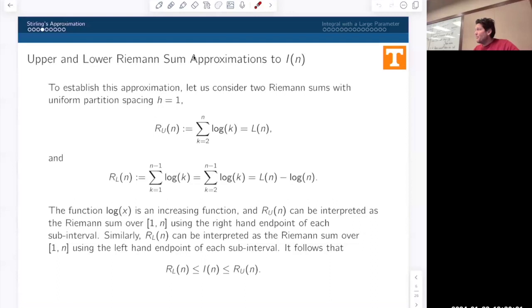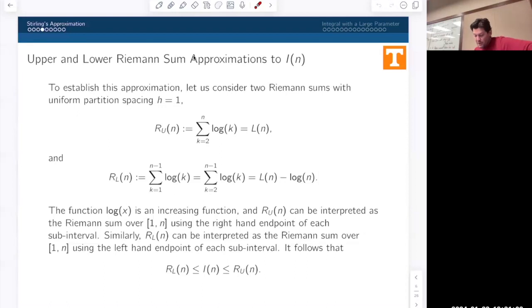So we're going to use an upper and a lower Riemann sum. And we can generate the upper and lower Riemann sum pretty easily by a picture, but let me give you the formulas before I show you the picture and then try to make sure that we understand how they relate. For the upper Riemann sum, we're going to use the sum k equals 2 to n of the largest value on a certain interval. And this largest value is going to be the log at the right-hand endpoint. Since log is an increasing function, the value at the right-hand endpoint is going to generate an upper sum.